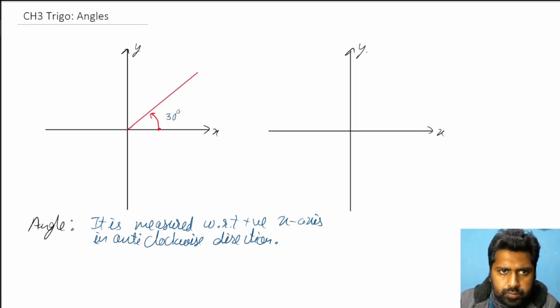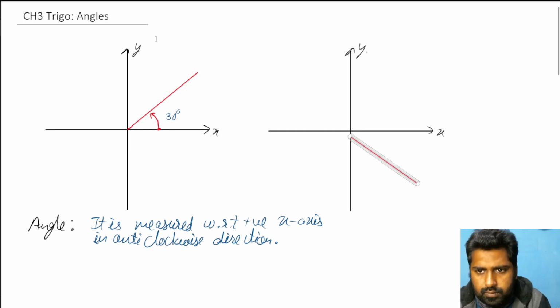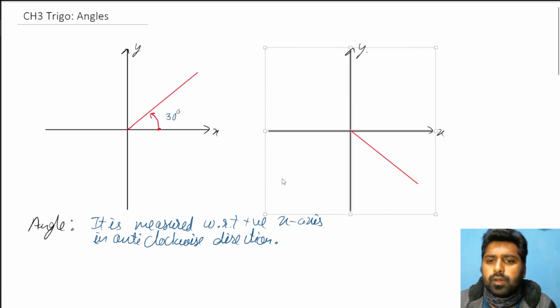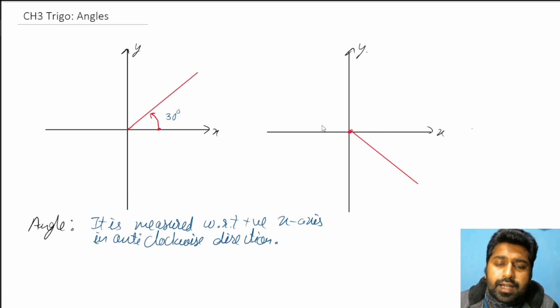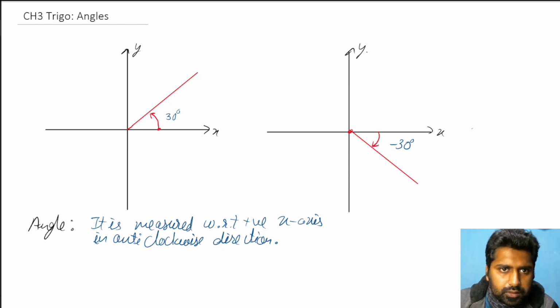So instead of measuring the angle anti-clockwise, suppose we measured the angle clockwise like this. What about that? It can be measured clockwise also, but then we have to introduce a negative sign. So here the concept of negative angle is also introduced, let's say minus 30 degree. I'm assuming that this angle is 30, but since it is measured in clockwise direction, it will be negative.